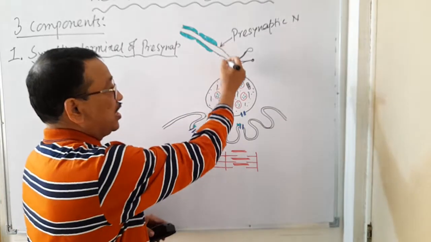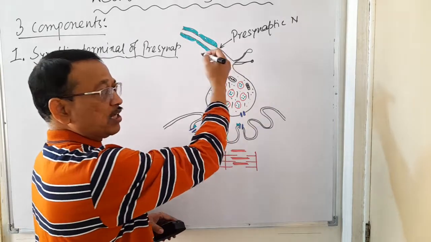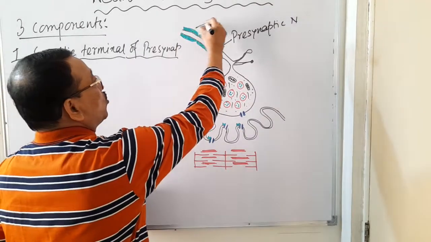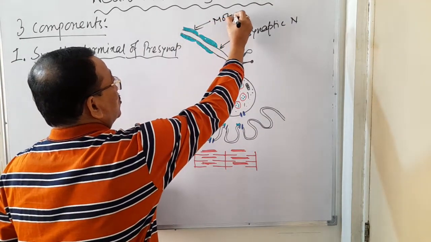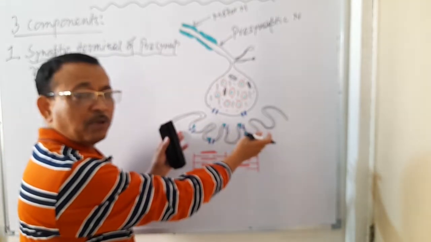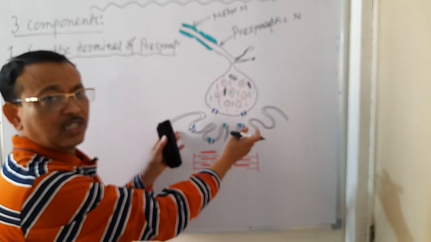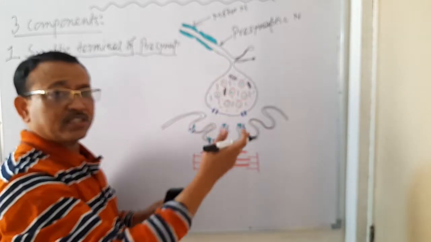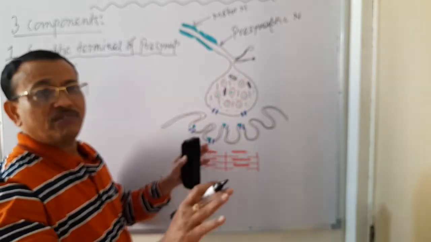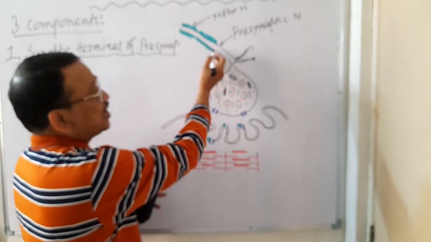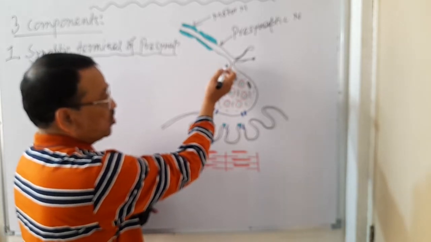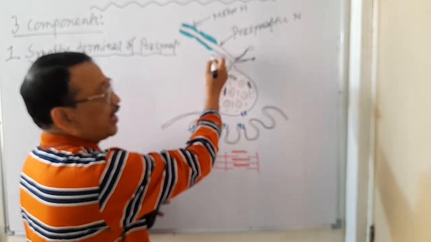So this is the presynaptic neuron terminal, axon terminal. This is the motor neuron. Once any motor neuron comes in close contact with the muscle membrane, that is the sarcolemma, while approaching the sarcolemma, the motor neuron sheds off its myelin sheath. Here you see, this is the myelin sheath. So here at the terminal end of the axon, there is no myelin sheath. It is a naked structure.